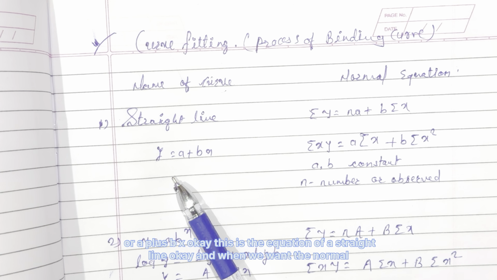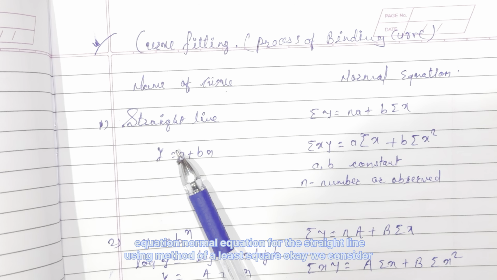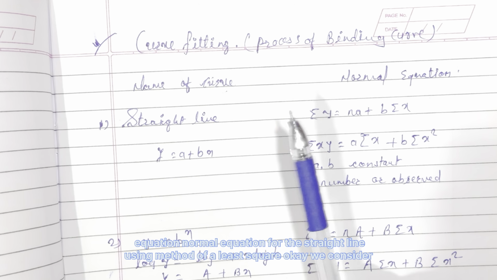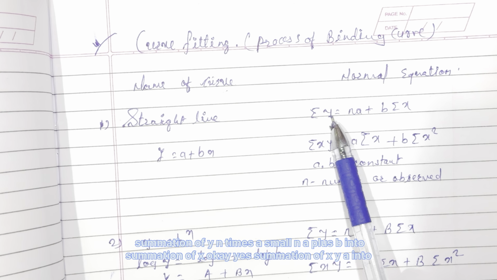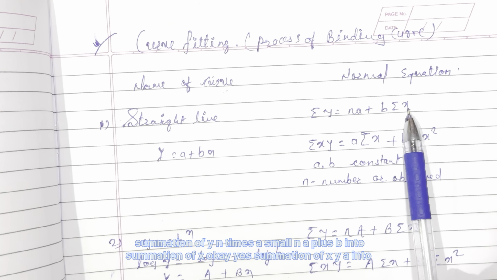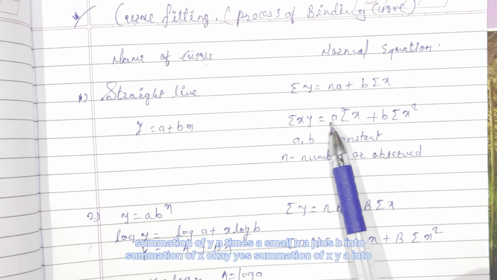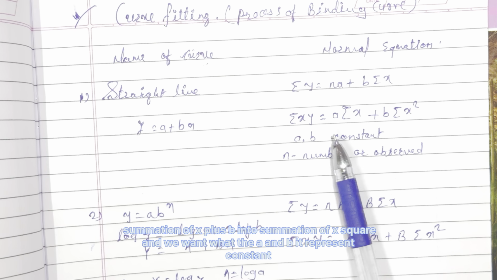Okay, and when we want the normal equation for the straight line using the method of least squares, we consider summation of y equals n times a plus b into summation of x. Summation of xy equals a into summation of x plus b into summation of x square. Here a and b represent constants.